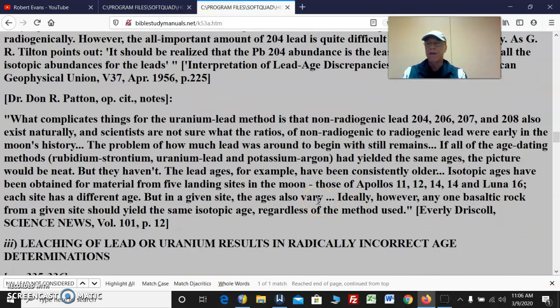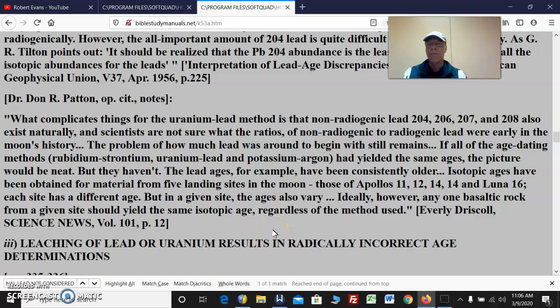Dr. Patton notes, what complicates things for the uranium lead method is that non-radiogenic lead, 204, 206, 207, and 208, also exist naturally. Scientists are not sure what the ratios of non-radiogenic to radiogenic lead were early in the moon's history. The problem of how much lead was around to begin with still remains. If all the lead age dating methods, rubidium, strontium, uranium, lead, and potassium argon, had yielded the same ages, the picture would be neat, but they haven't.